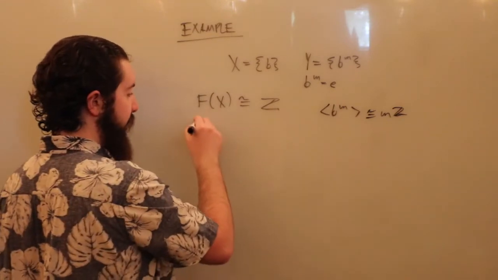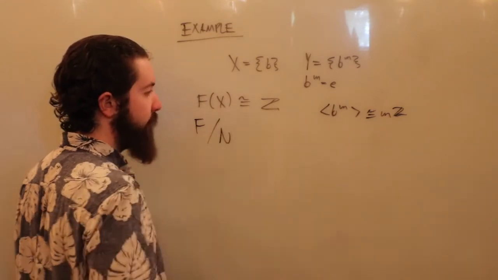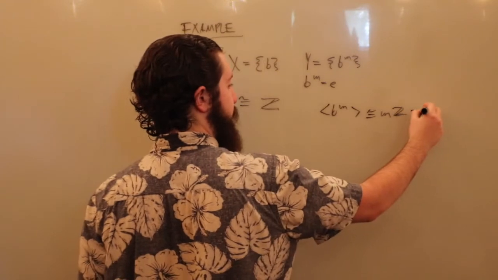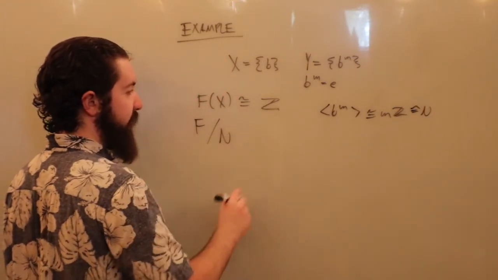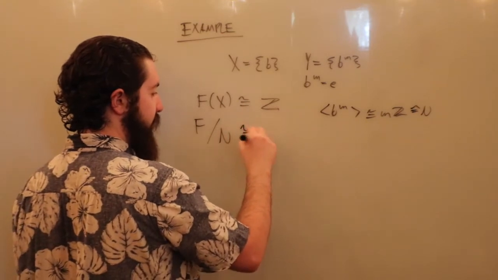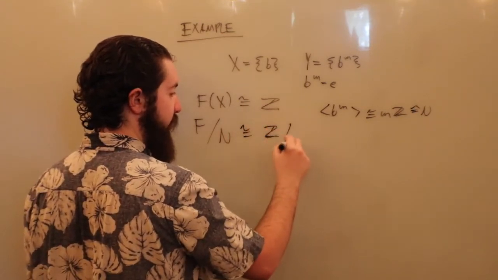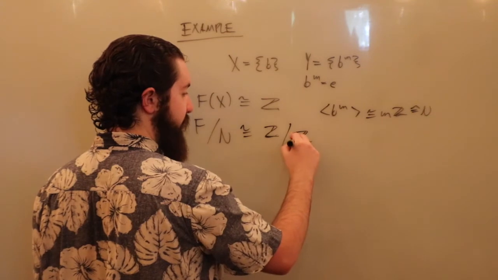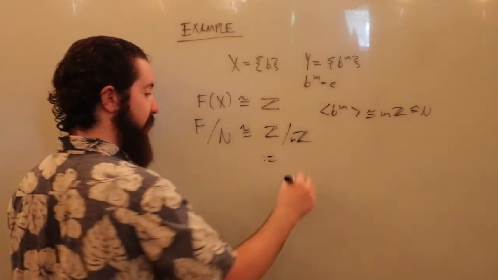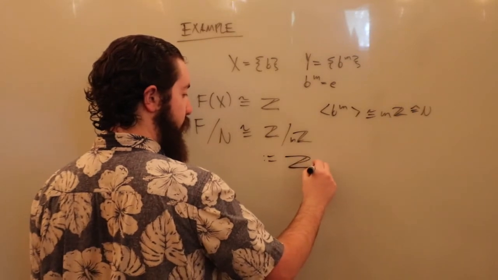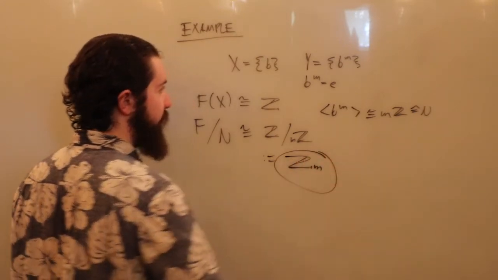So here we're going to have F quotient N. This is our N. It's isomorphic to N, rather. So F quotient N is going to be isomorphic to Z quotient MZ. And we know this as the definition of the cyclic group of order M, right?